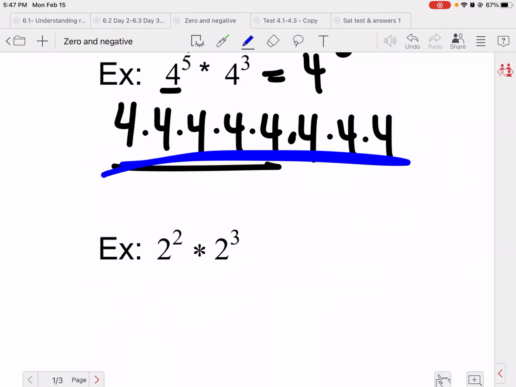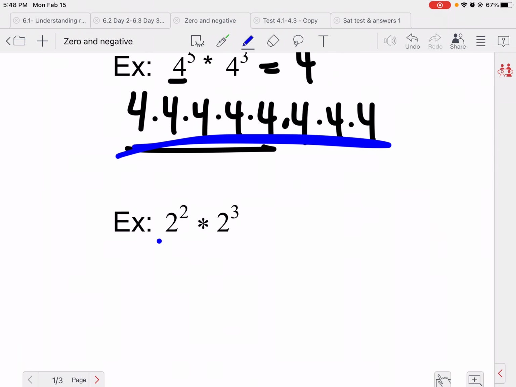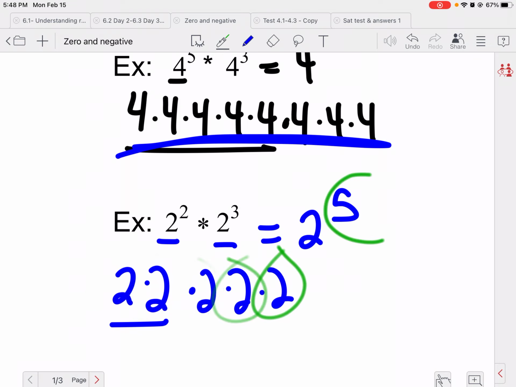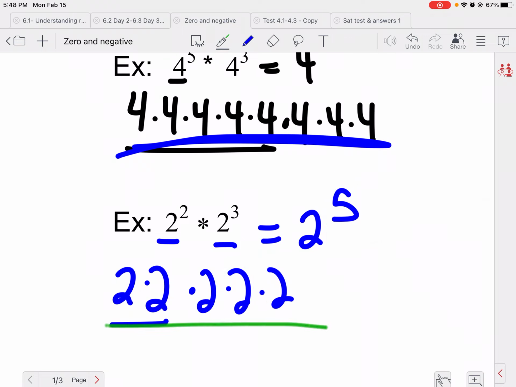All right, let's try another one. So we have 2 squared times 2 to the 3rd, which would be 2 to the 5th. And I know this because 2 squared is 2 times 2, and 2 cubed is 2 times 2 times 2. So there's a total of 1, 2, 3, 4, 5 2's, which is where this comes in. And the number being repeated is 2, which is the base. Okay?